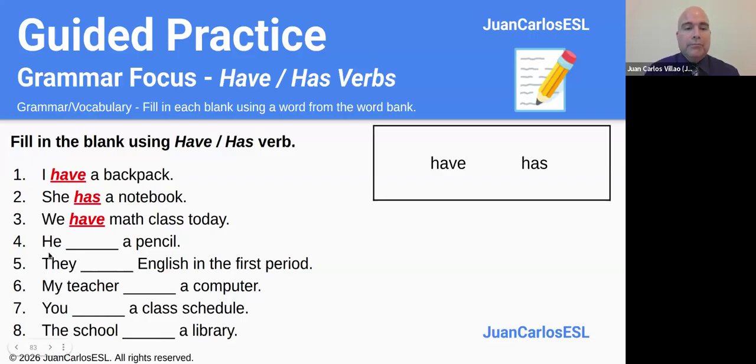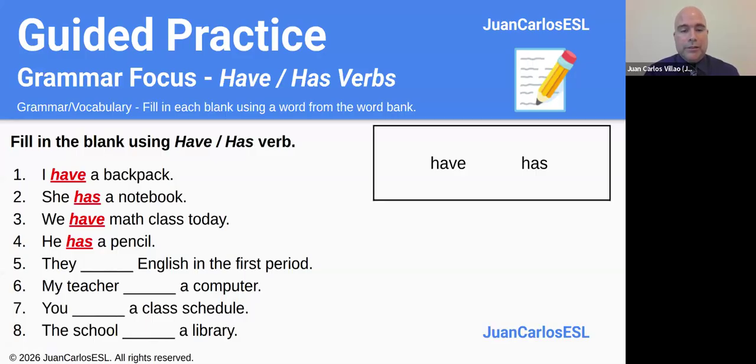Number 4, he blank a pencil. He has a pencil. So when the subject is third person and singular, he, it corresponds to the verb has. He has a pencil.